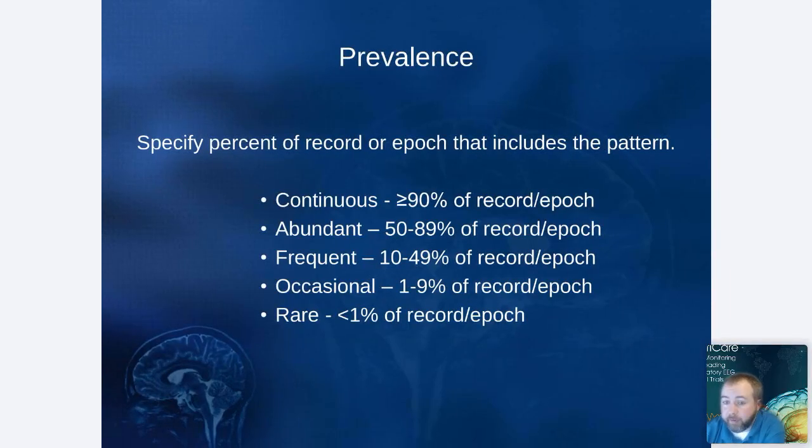The first is going to be the prevalence. How often are they occurring? This should be based on the percent of seconds that include and are within the pattern. The time between widely spaced periodic discharges counts as part of the pattern duration. So here are your 5 options: continuous, abundant, frequent, occasional, and rare. So document how often they're occurring.